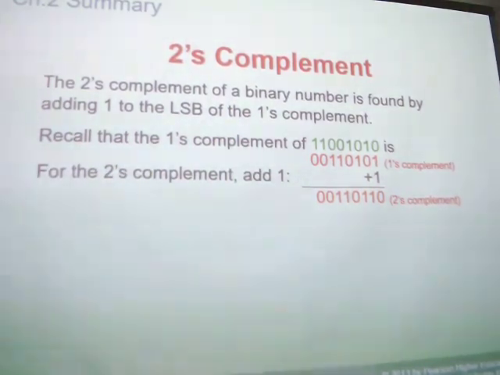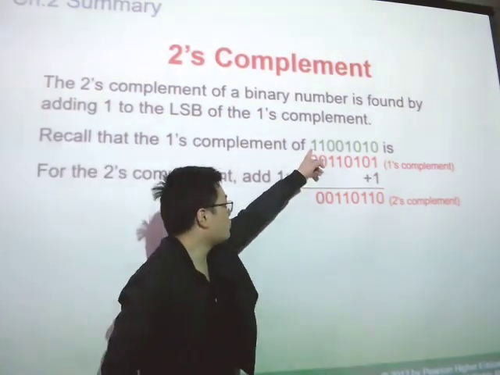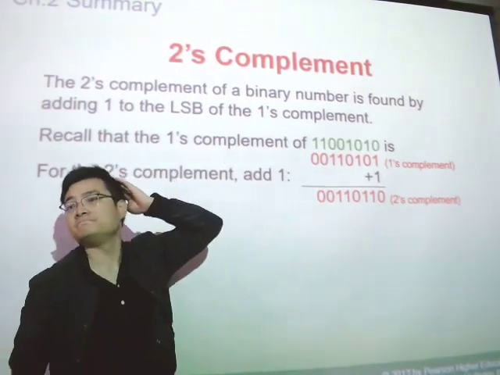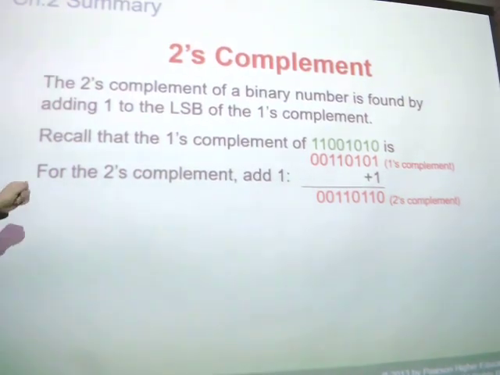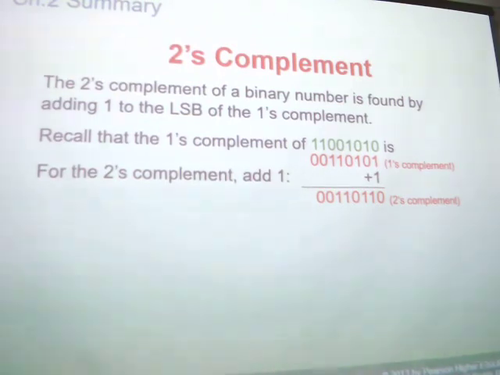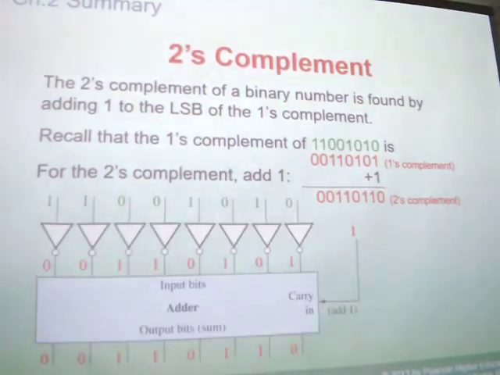But for a signed binary number, the sign bit 1 should stay 1. You don't need to convert it to 0 because it is a sign bit. Right? Okay.